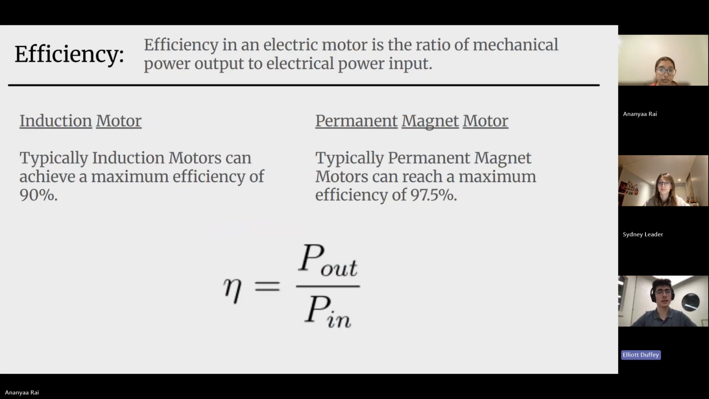Efficiency. Efficiency in an electric motor is the ratio of mechanical power output to electrical power input. According to our research, induction motors typically achieve maximum efficiencies around 90%, with this efficiency dropping significantly when partial or non-existent loads are applied in place of the normal load. Permanent magnet motors, on the other hand, can typically reach maximum efficiencies of 97.5%, regardless of the load applied.